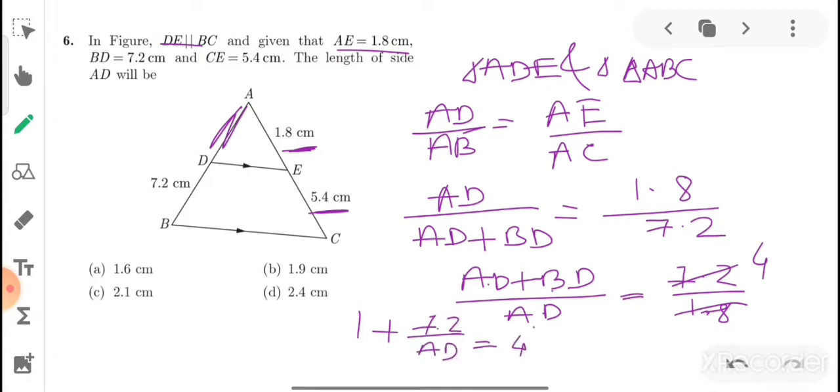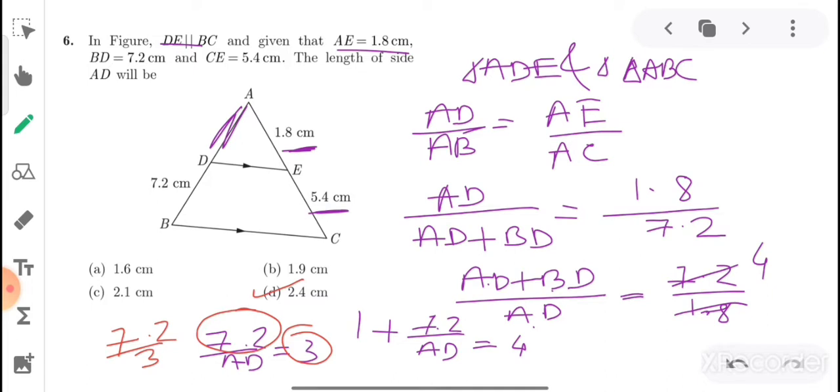Then 7.2 by AD gives 3 as the value, and AD will be 2.4. 7.2 by 3 will give 2.4. Okay, this is the solution, and the correct option will be option number D. Okay, next question.